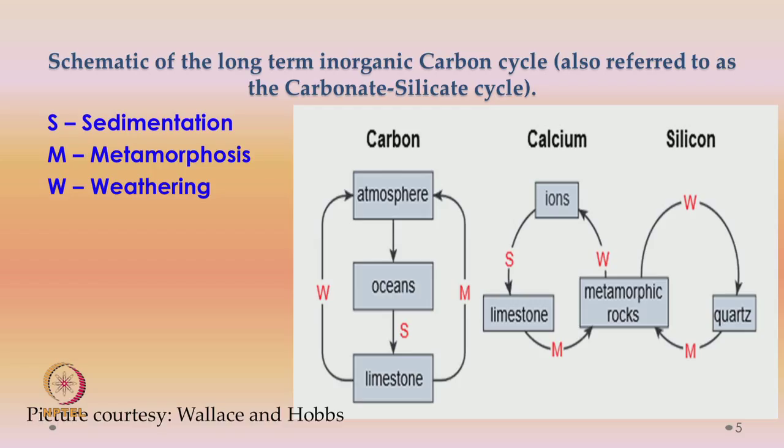Let us look at this in a little more detail. Let us look at the carbon. So you can look at the carbon in the atmosphere, carbon in the oceans and carbon in the limestone. So from the atmosphere, you can have the carbon getting into the ocean. We saw the route through which this happens, and then from the oceans, there can be sedimentation, and then this can go to the bottom, Earth's crust or mantle, where limestone is formed, okay.